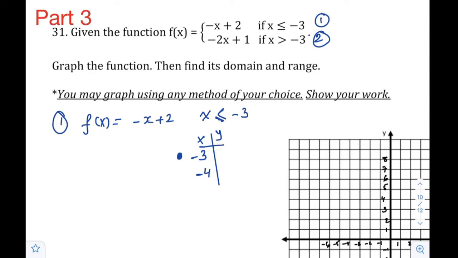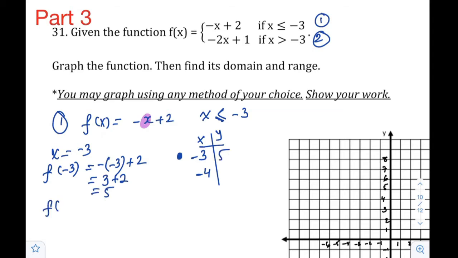And I will replace each x with the x here. So when x is minus 3, y is equal to minus (minus 3) plus 2. So it is 3 plus 2, which is 5. Repeating the procedure, when x is minus 4, remove the x, replace it with minus 4, and this will be 4 plus 2, which is 6. So these are the 2 points, and I will graph them.